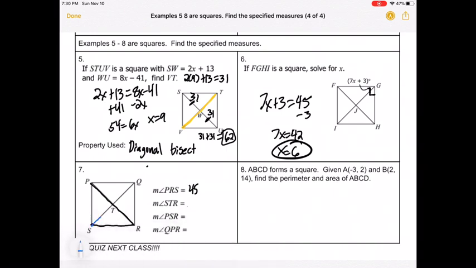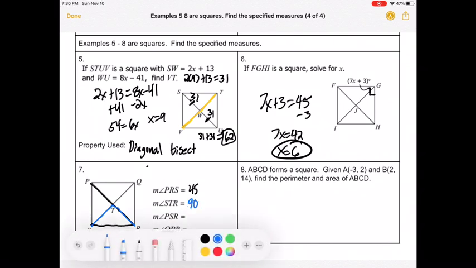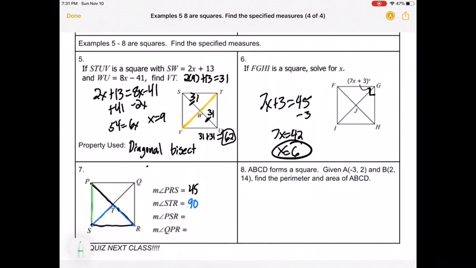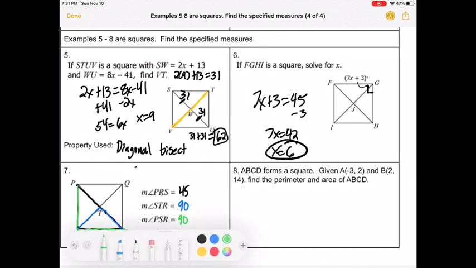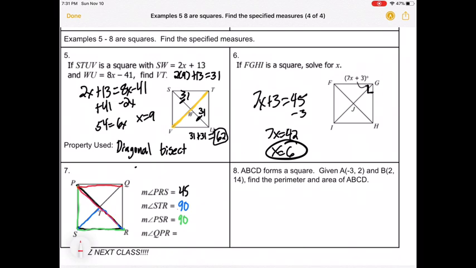So now we have STR. Is that a right angle or is it half of it? Hopefully you can tell that that is a 90-degree angle. Then we have PSR. Is that a right angle or is it half of one? That is also a right angle. And then we have QPR. Again, is that a right angle? That one is not. That is just half of one. So that would be 45.